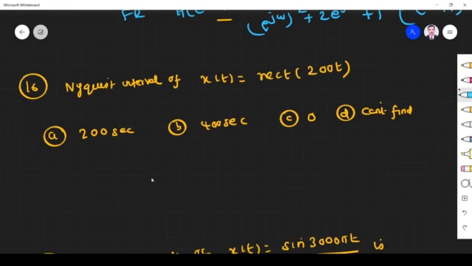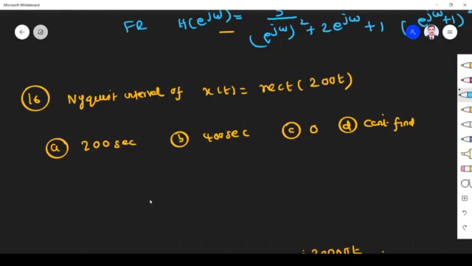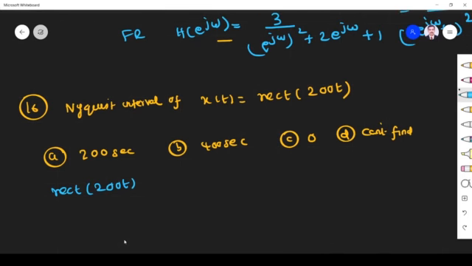Next question is the Nyquist rate of rectangular 200t, right? For that I have to find the Nyquist rate. Rectangular 200t can be written as pi of t by tau, its general rectangular form, with tau equal to 1 by 200. 1 by 200 will become, 200 will go to the numerator. So this rectangular notation is pi of 200t. So I want the Nyquist interval, that is 1 by sampling rate.